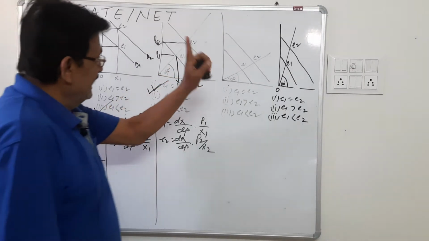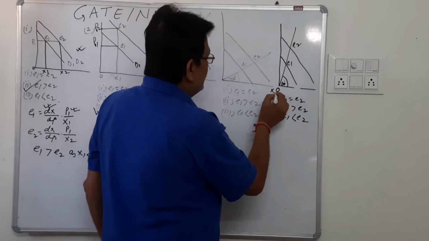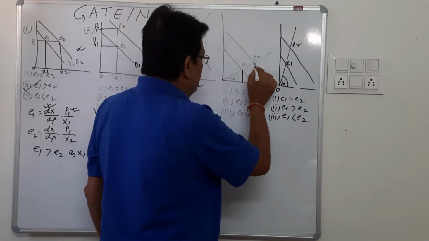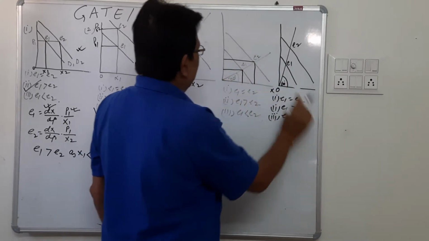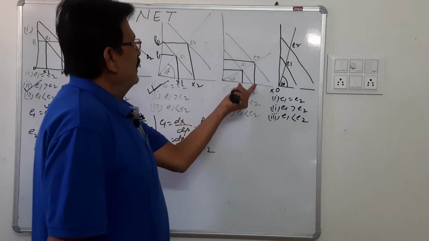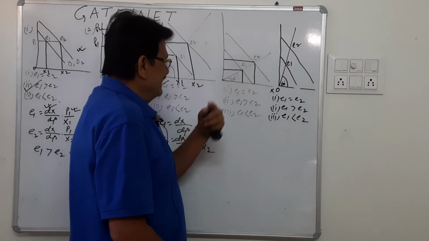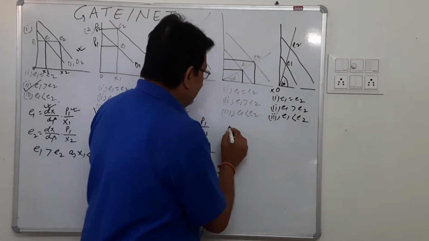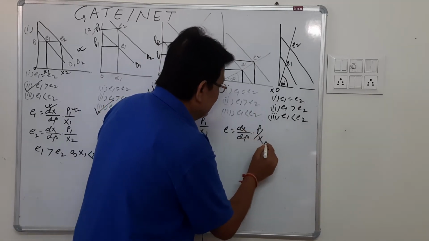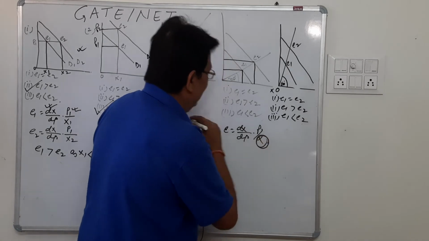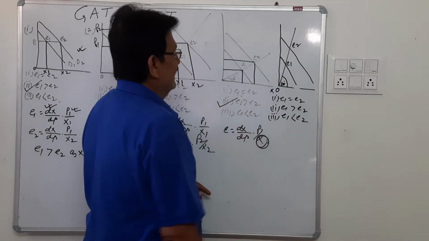Now with this diagram, it is a 30-degree line. So definitely the displacement on the x-axis would be much larger. The displacement on this axis would be much larger than the displacement on the price axis. That's why, since demand is in the denominator and has risen at a faster rate, E2 is smaller and E1 is larger. So E1 is larger than E2.